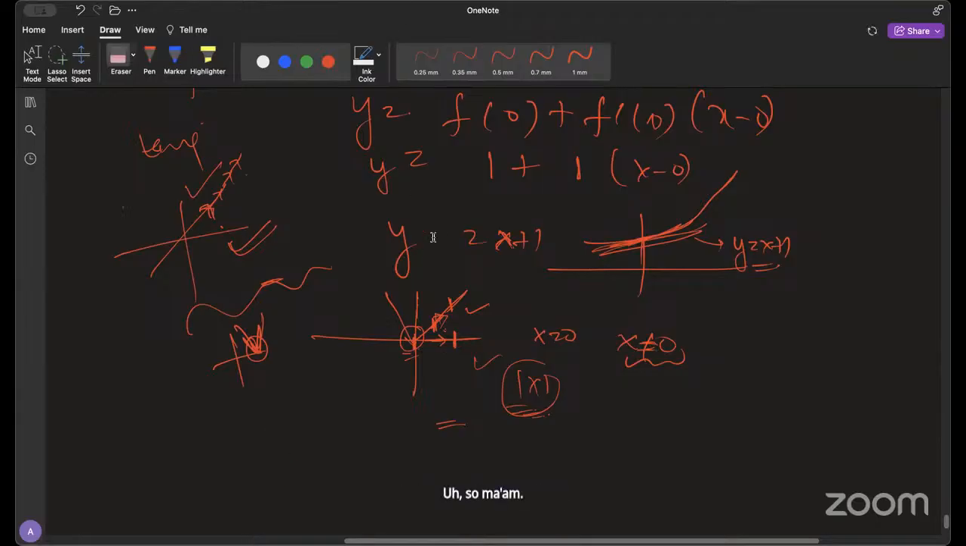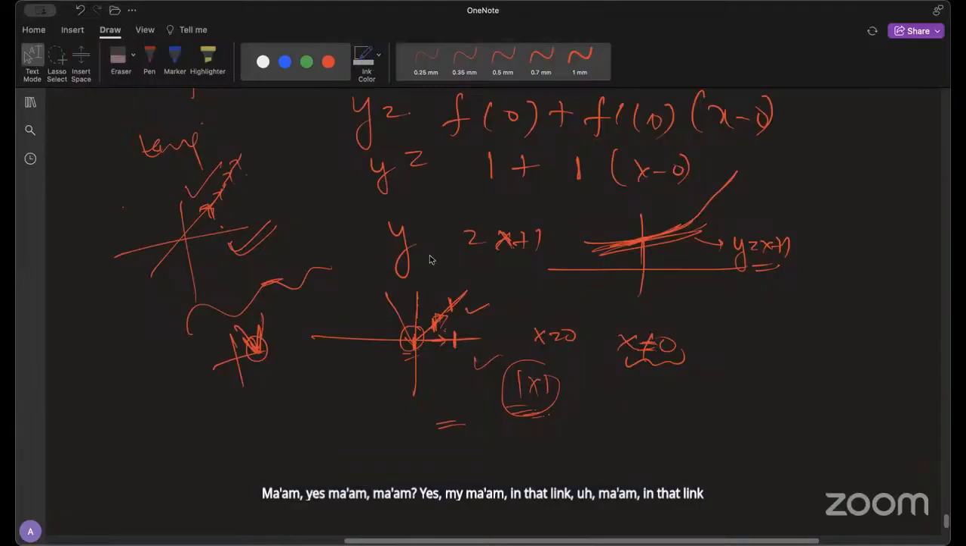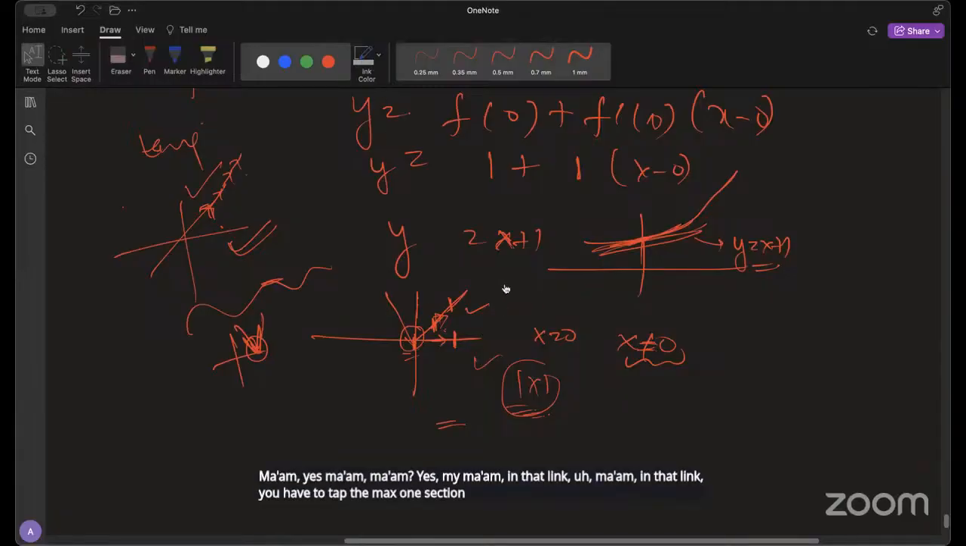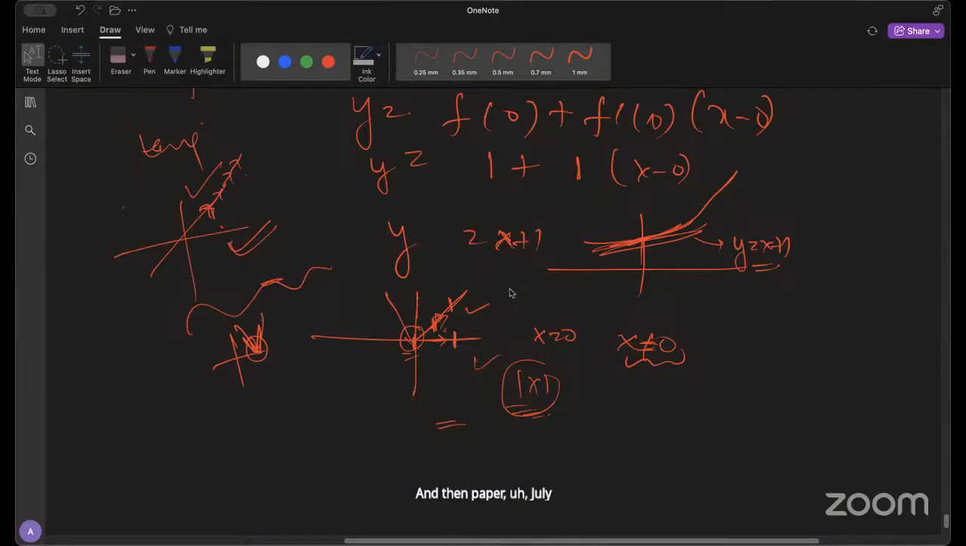Ma'am, can you open that link? I can open that link, but by the time I open it, the time would almost be over. It's already above 10. Which link is it? Ma'am, there are lots of messages there. Okay, found the link. In that link, you have to tap the Maths 1 section, and then the July paper, and the code is 1307.